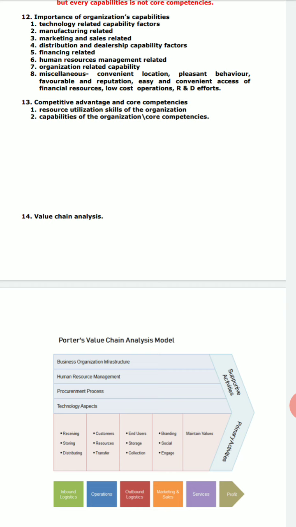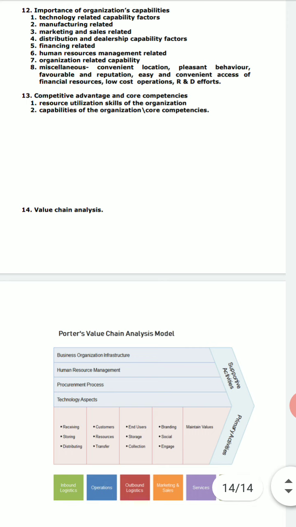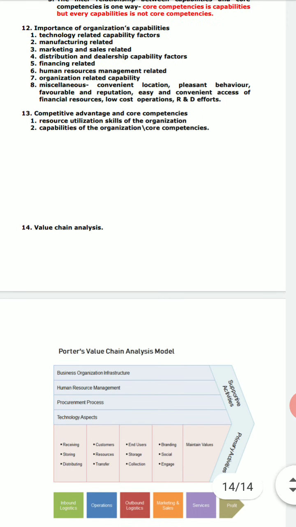Next comes the last part of your unit, that is value chain analysis. Mind you, what we have done up to this moment is that we have tried to understand competitive advantage with three dimensions: how resource utilization can be done, how the capabilities of the organization can be developed, and how the core competencies can be built that make the organization unique in nature, and how these can be utilized, right?